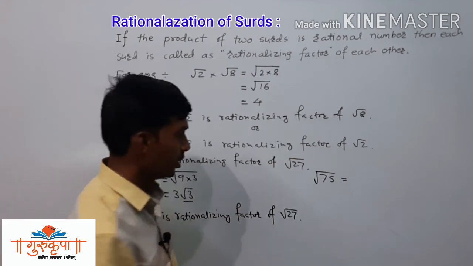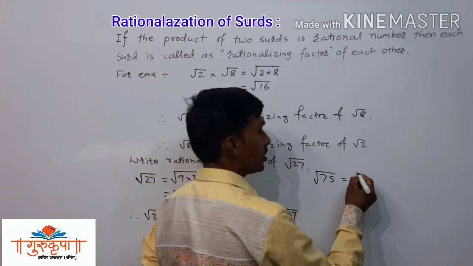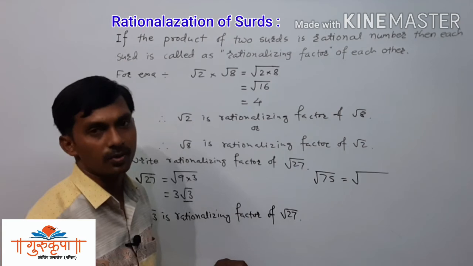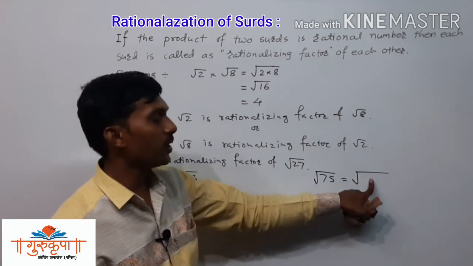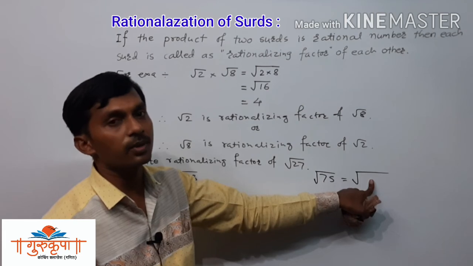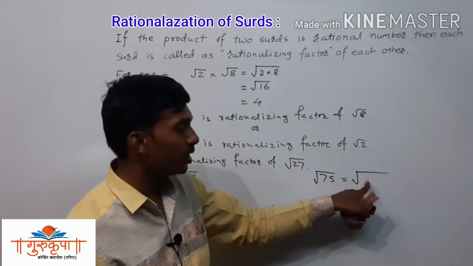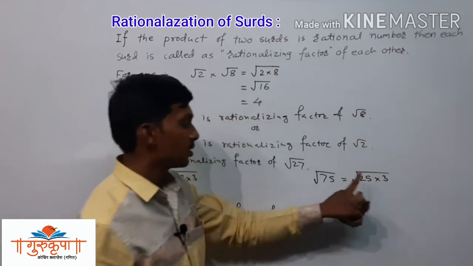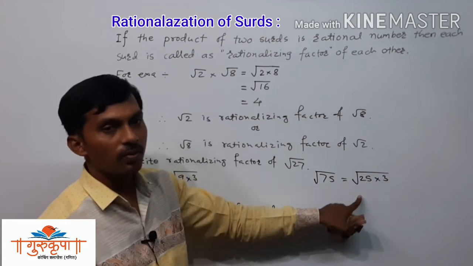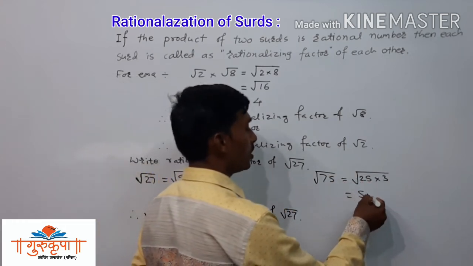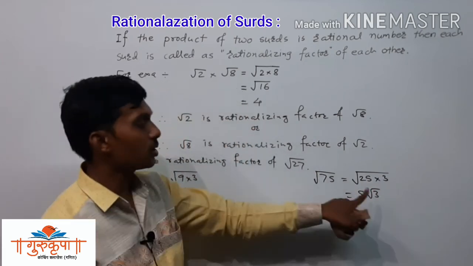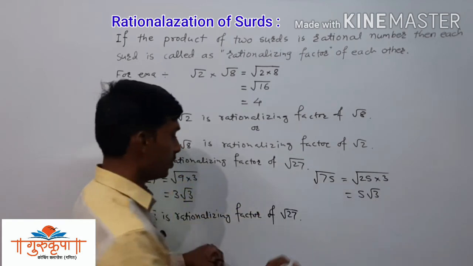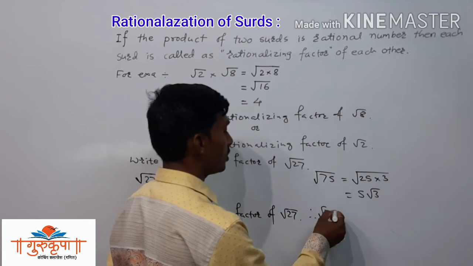It is very easy. Now we have to factorize 75 such that one of the factors has a square root. Here we have to find factors of 75 such that the square root of one of them comes out, and the factors are 25 multiplied by 3. Here the square root of 25 is 5, and what is remaining inside the radical sign is 3. So here also root 3 is the rationalizing factor.